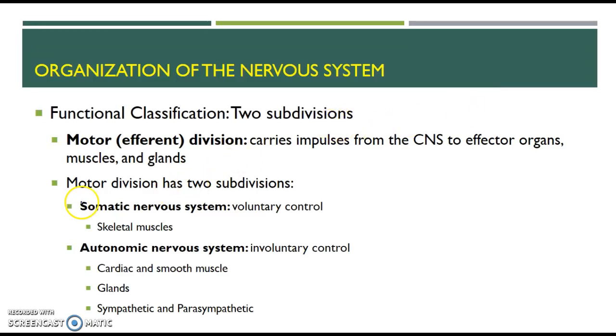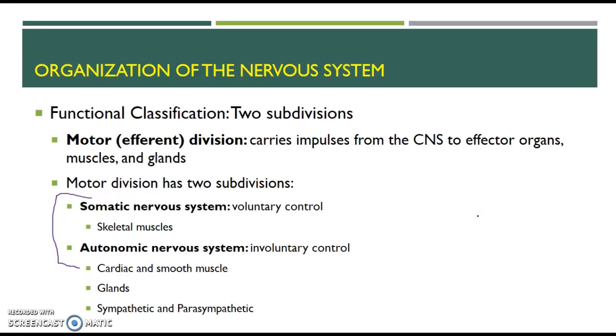And there are two major divisions of this. We have the somatic nervous system and the autonomic nervous system. Somatic means voluntary, meaning you can actually control this division. So this is going to voluntarily control skeletal muscles in your motor output.